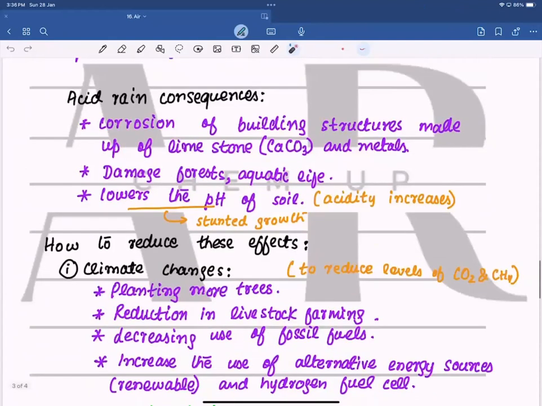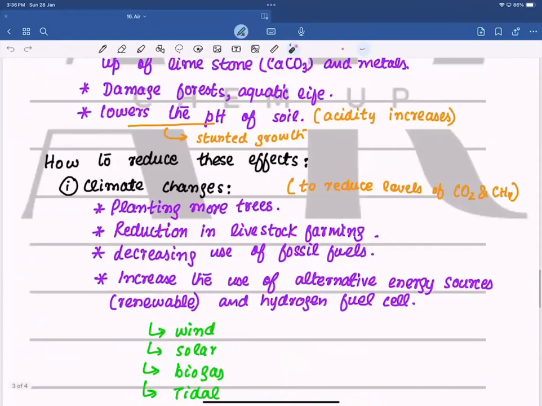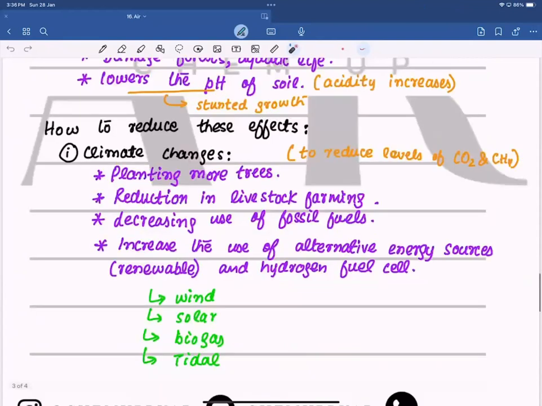Now, how to reduce these effects? First, we are talking about global warming and greenhouse gases. How will we reduce the level of greenhouse gases? If we plant more and more trees, they will use those greenhouse gases. Livestock farming, because the digestion of the animals and their waste gases produce methane. So if we reduce livestock farming, that will help us to reduce the level of greenhouse gases.